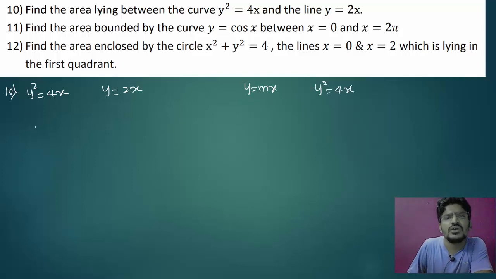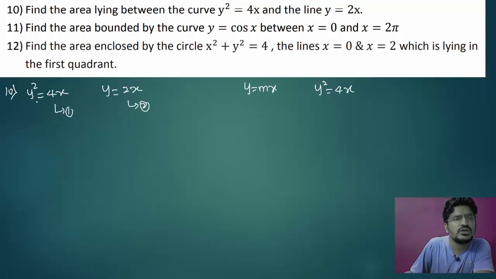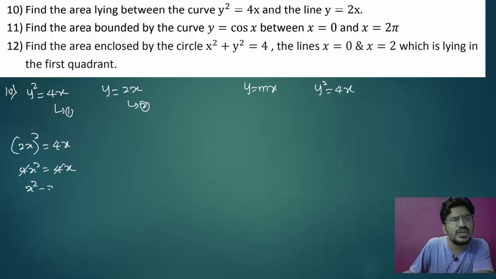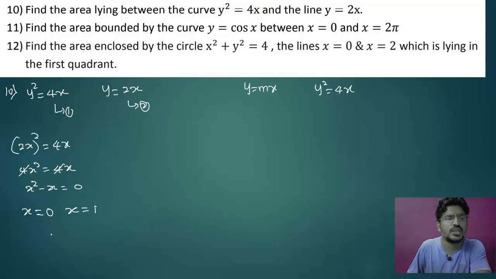So now we have to find our boundary conditions. To find them, we use the given equations, equation 1 and equation 2. So (2x) whole square equal to 4x. So this is 4x square equal to 4x, we can cancel 4 and 4. So x square minus x is equal to 0. You can see that x will be equal to 0 and x will be equal to 1. These are the boundary conditions.